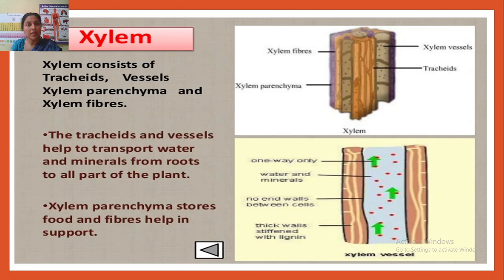And then you can see the xylem parenchyma in the xylem tissue. The xylem parenchyma is going to be the only living cell in the xylem tissue. So it is going to store the food in the xylem tissue.